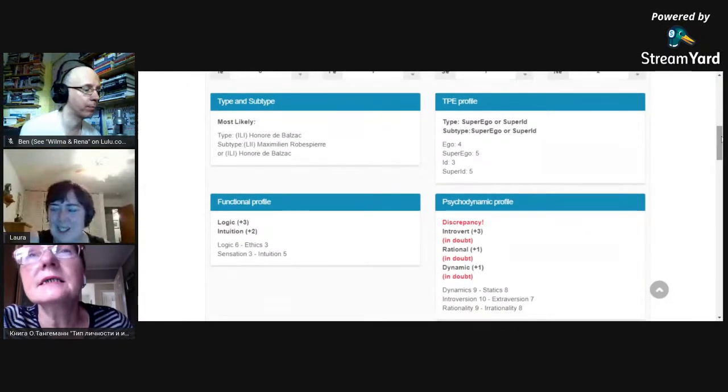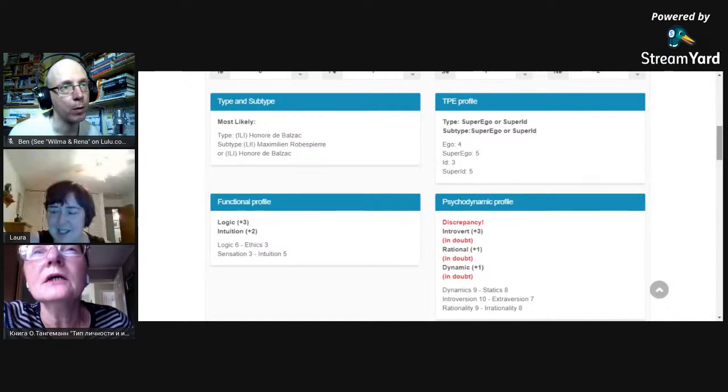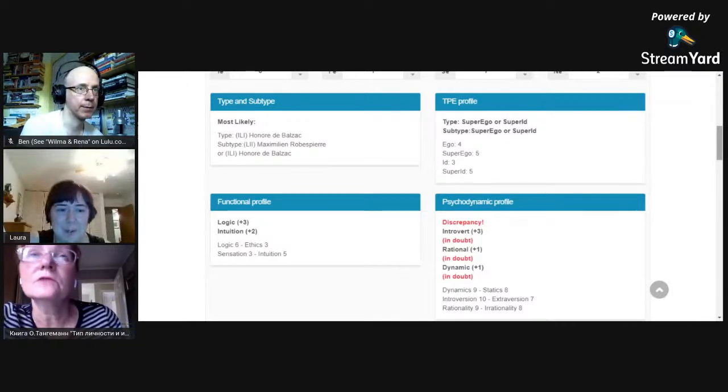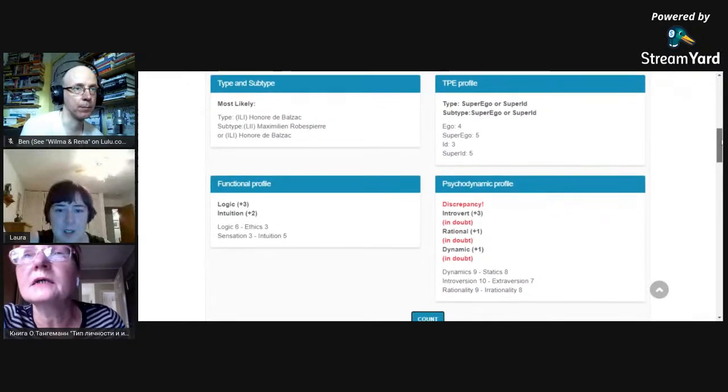Well, what else do the tests tell you? It shows that in the functional profile, logic is strong, and intuition is strong. Logic is a value of 6, and intuition is a value of 5. Yeah, which is good for your type LII.